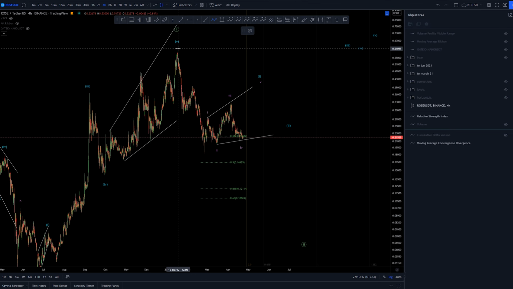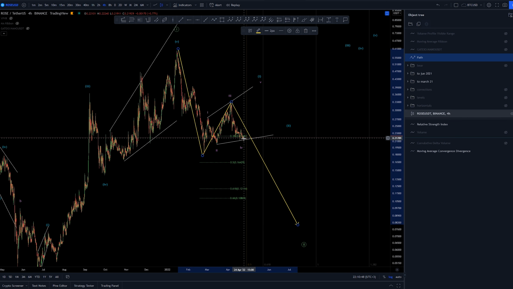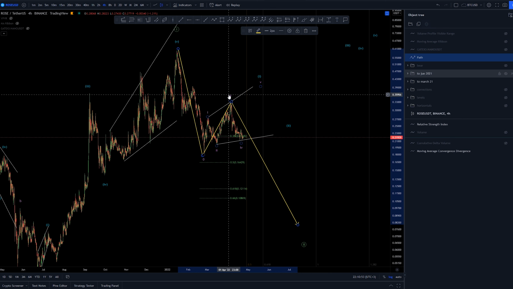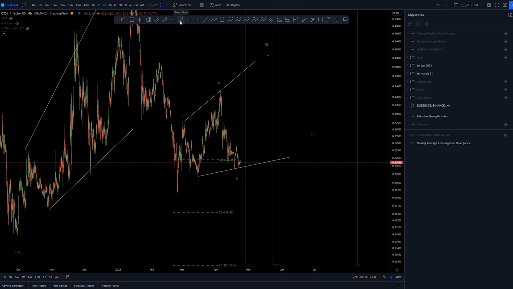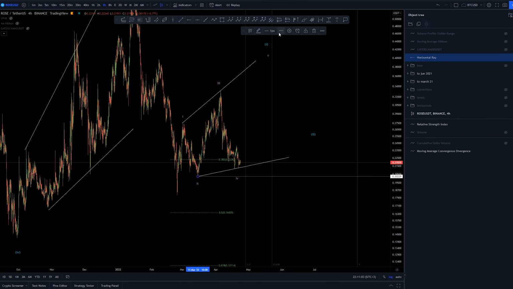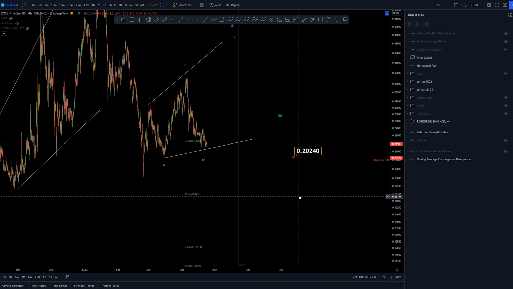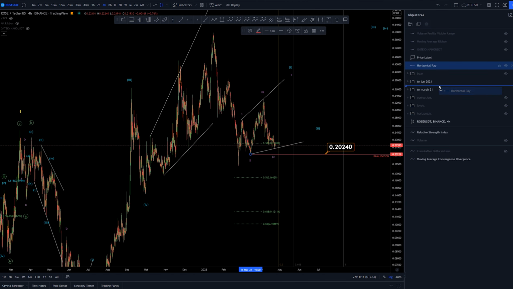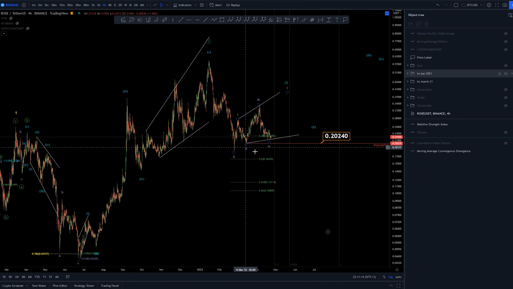Instead I would be looking at this as something like this. Instead of pivoting from here upwards, I would be pivoting from third or current third downwards. So, but again, this is still valid, this diagonal, until the price comes below this line here, which is at around 20 cents. But again, this is definitely my alternate count. This one here, this is actually bullish.